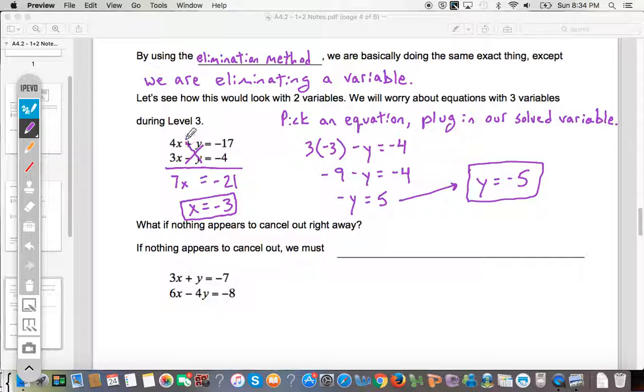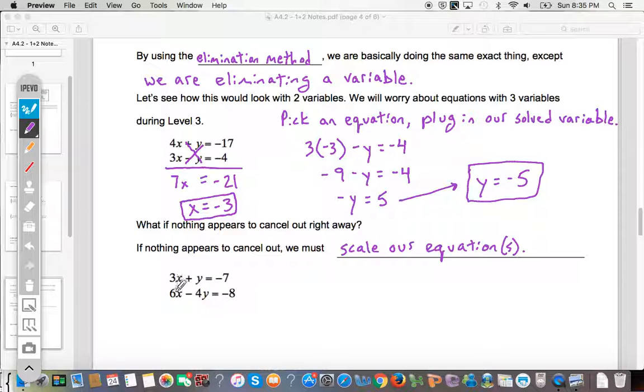So that was an easy one. One of our variables canceled out rather easily. Okay? So what if nothing appears to cancel out right away? We must scale our equation or equations. Okay, so let's see what that would look like.